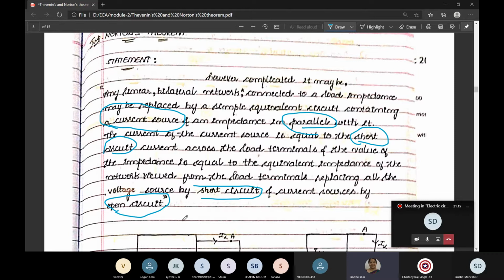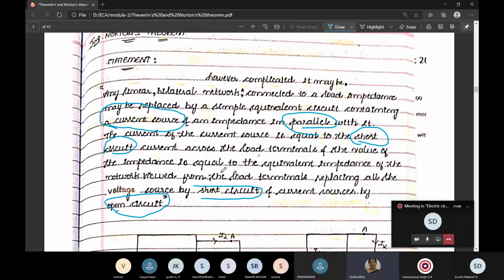Once again, I'll tell. In Thevenin's theorem, the load terminal will be open circuited and we'll find out the voltage across it. In Norton's theorem, the load terminal will be shorted and we'll find the current across the load terminal.